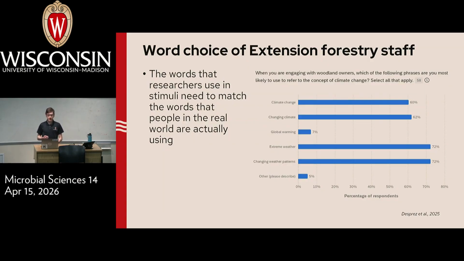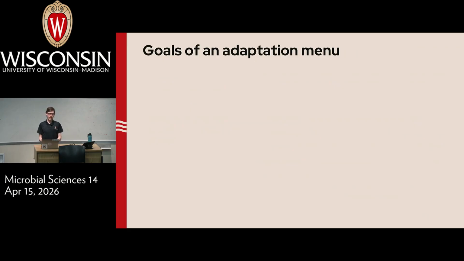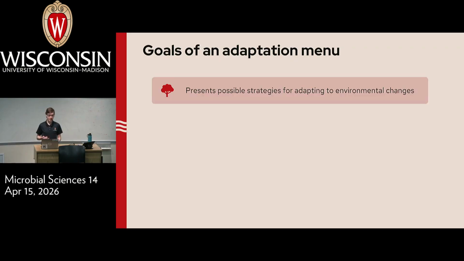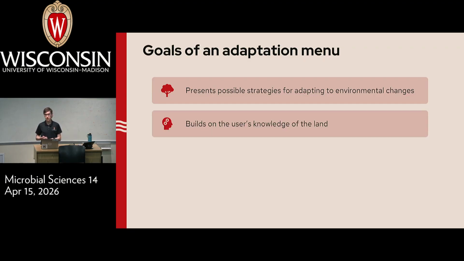So how does this all connect to the adaptation menu? Well, again, we want to have specific, clear goals, so here's what those are. So an adaptation menu is not a concept that I came up with. It's something that already exists, and the idea is that this presents possible strategies for adapting to environmental changes, and it builds on the user's knowledge of the land. So that's where the phrase menu comes from.